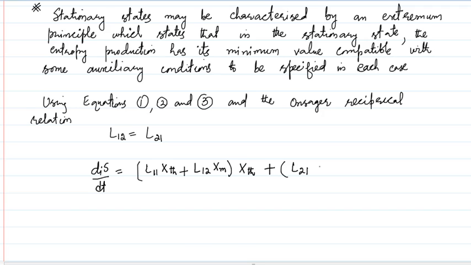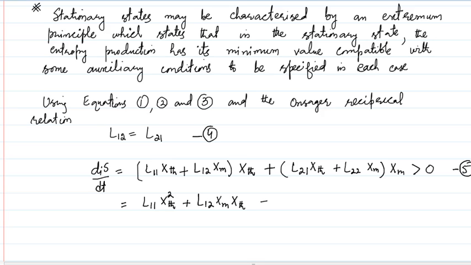So simply we will give this X thermal back to each term, so it will be L11 Xth square plus L12 Xm Xth, plus similarly for this case we will give this term back to these two terms, that means it will be L21 Xth Xm plus L22 Xm square, so it will be greater than or equal to 0. This is equation 6.